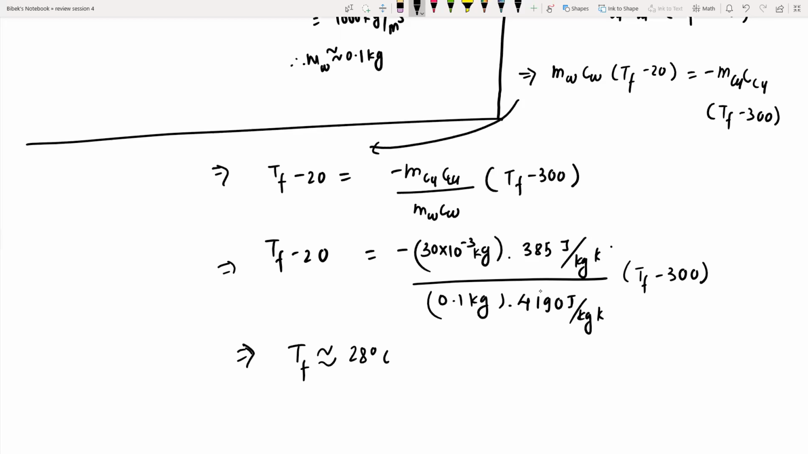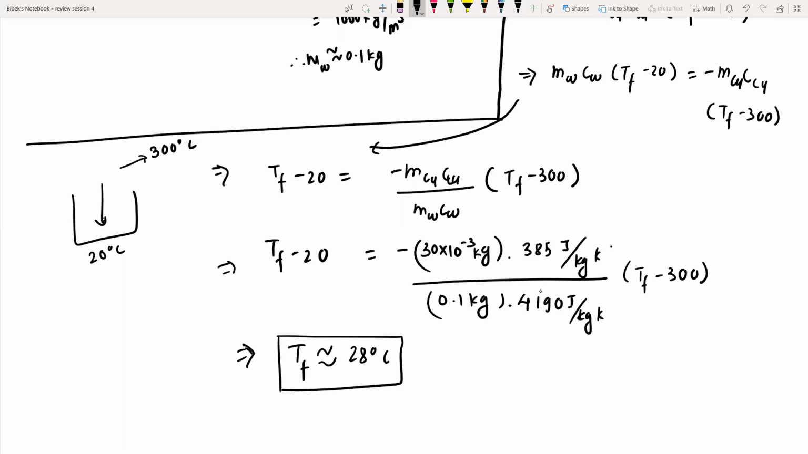So here, and it has to make sense, right? Your water was at 20 degrees centigrade, your oven was at 300 degrees centigrade, and the temperature has to be between these two temperatures because the copper is losing some heat and the water is gaining some heat. So the current temperature has to be between these two temperatures. And yeah, the temperature of water just increased by 8 degrees. That's because the volume of the water is very large compared to the volume of the copper that you add. That's why there is only a small change in temperature in the water, about 8 degrees centigrade.